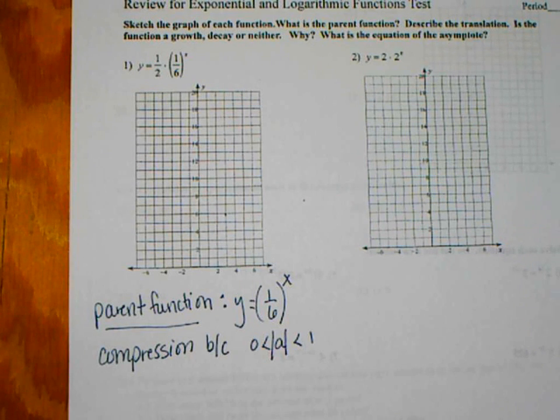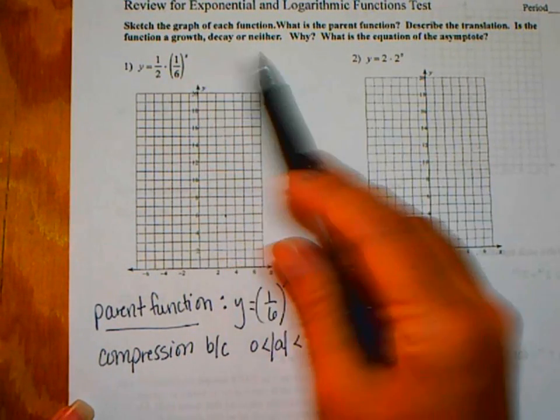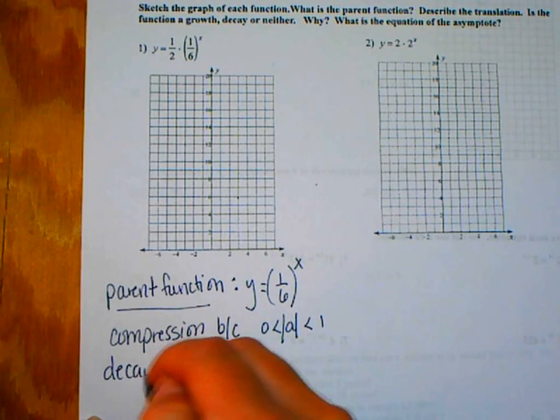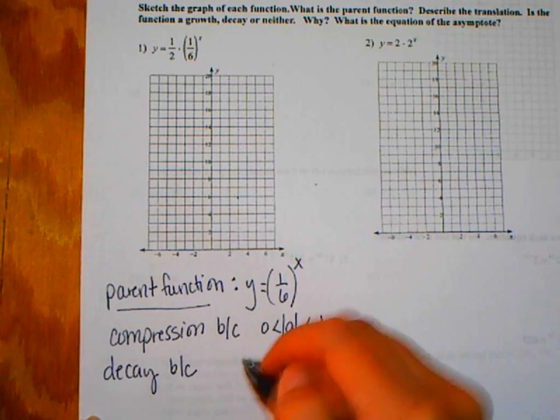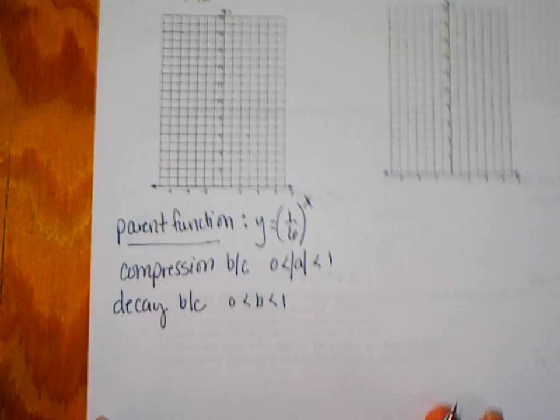Is it an exponential growth or an exponential decay? It's going to be a decay, and you know that because your base, your value of b, is also between 0 and 1. So it said, is the function growth, decay, or neither, and why? So I'm going to say decay because b is between 0 and 1.